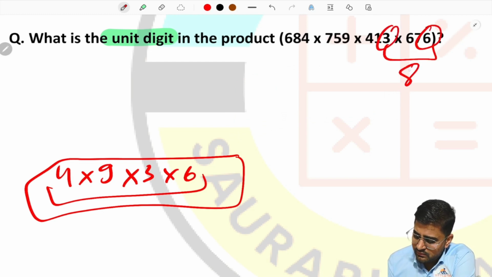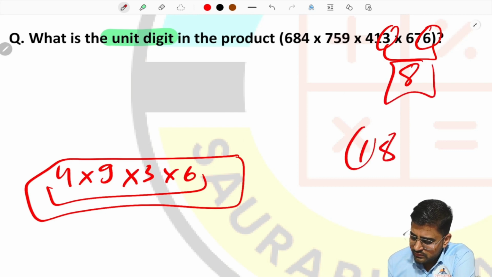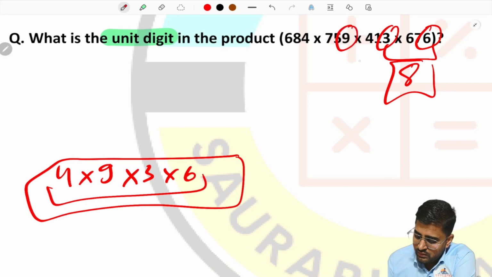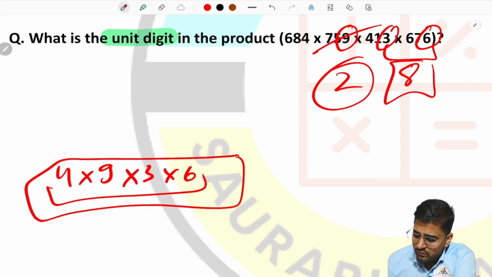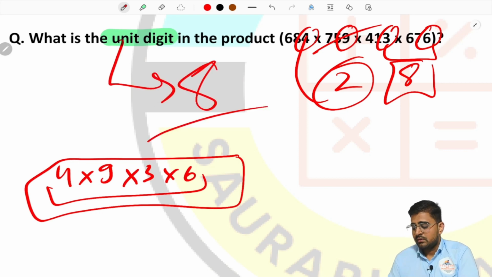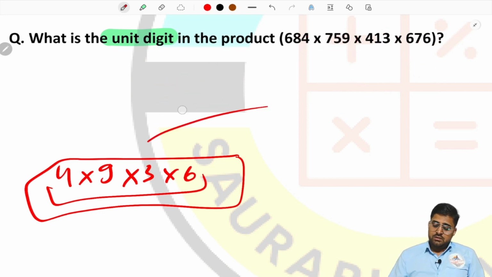6 3s are 18. 1 is useless for us because we are talking about the unit digit 8. Now 8 into 9, it's 72. 7 is useless, so we take 2. Now 4 into 2, it is 8. He is asking for the unit digit. The answer is 8. Game is over. That's how these kinds of questions are done in the examination. Okay, let's move ahead.